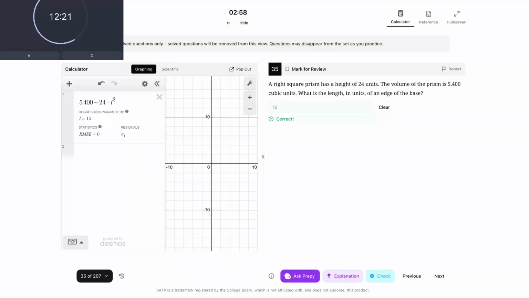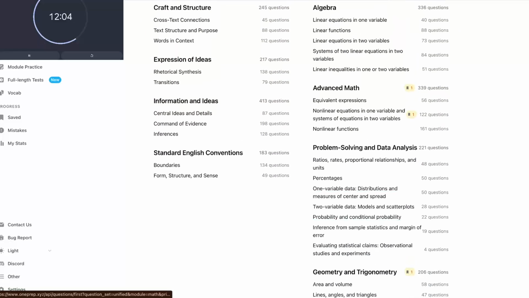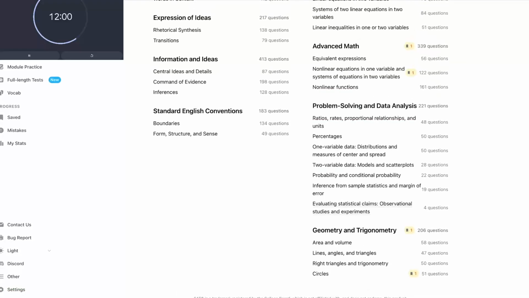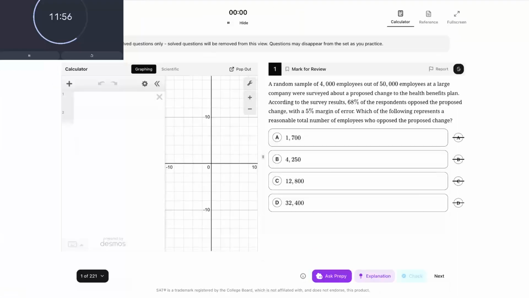A right square prism is, okay. Crap. Okay. Let's just stop for that today. Let's do, I like these questions. I'm not even gonna lie. These questions are pretty interesting, with a little stats in it. Yeah. Let's do some. Why not?